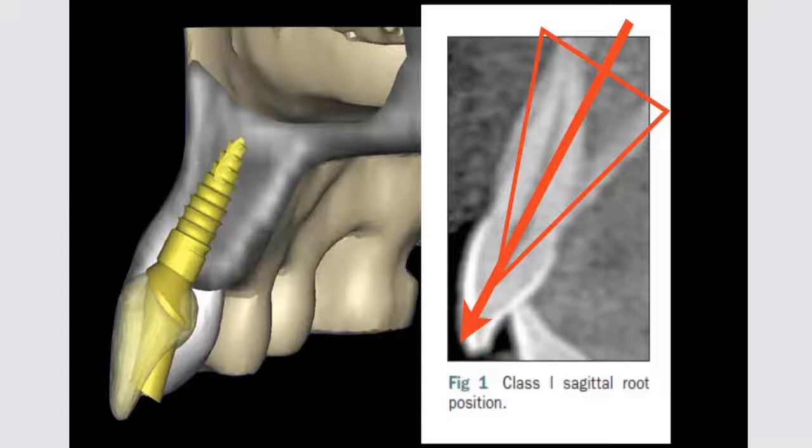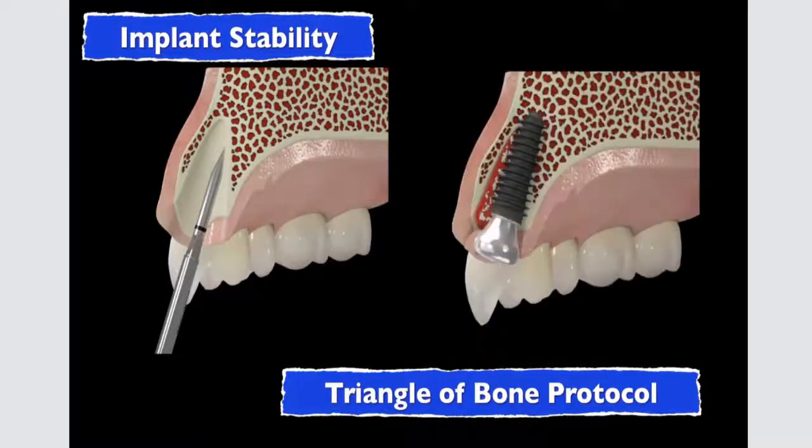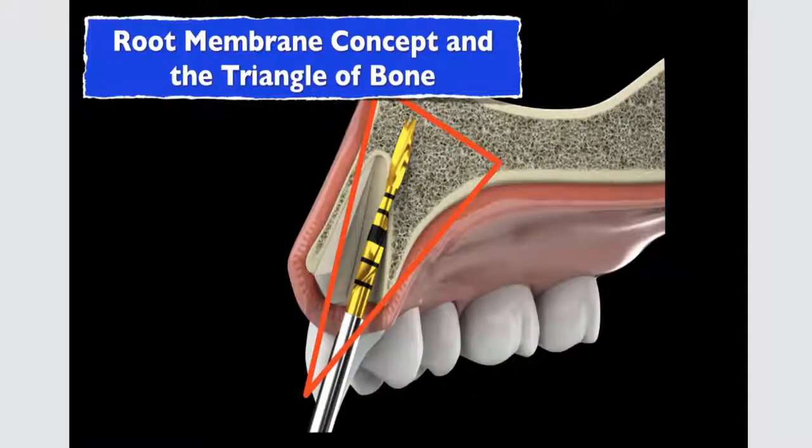So when we talk about implant stability, we need to be able to do an immediate extraction, but we also have to go beyond the apex to stabilize the implant, and this is where the triangular bone concept becomes very important for us as well. We have to be very careful when we're drilling in that palatal direction so that we can, in fact, avoid perforating through the facial plate.